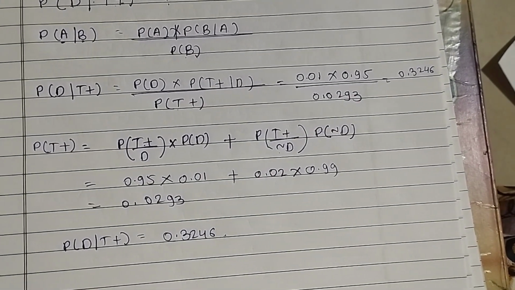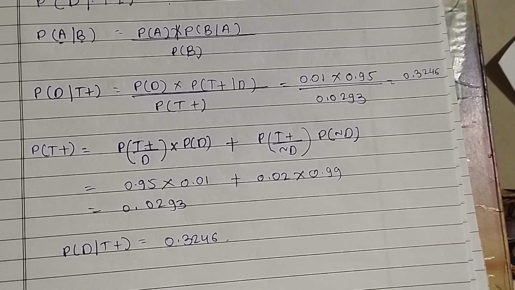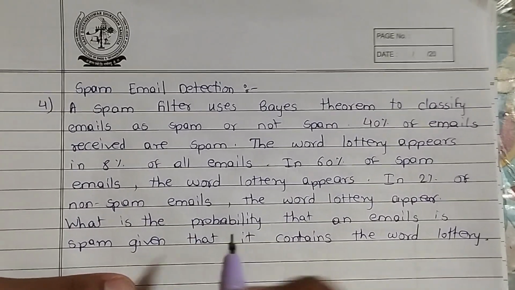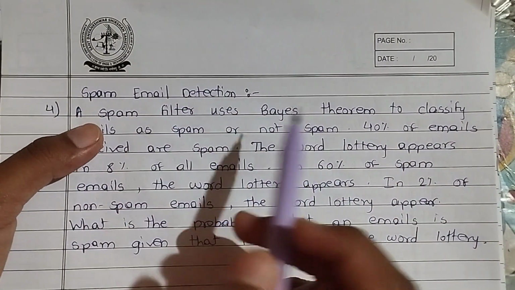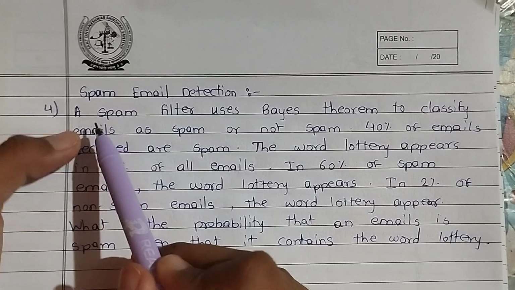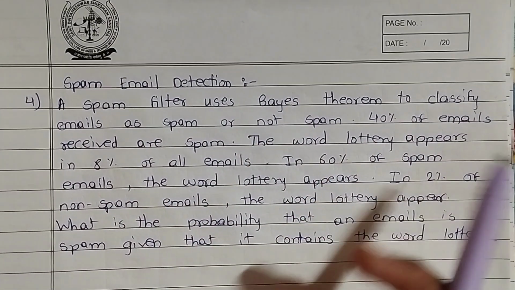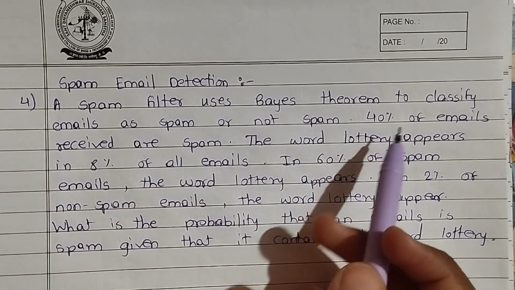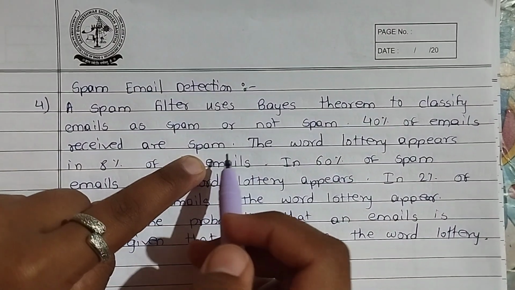So I hope you all get the idea of how we solve the problem. Now we see one more question. The question is whether the email is spam or not, and we detect this. A spam filter uses the Bayes theorem to classify emails as spam or not spam. 40% of the emails received are spam.